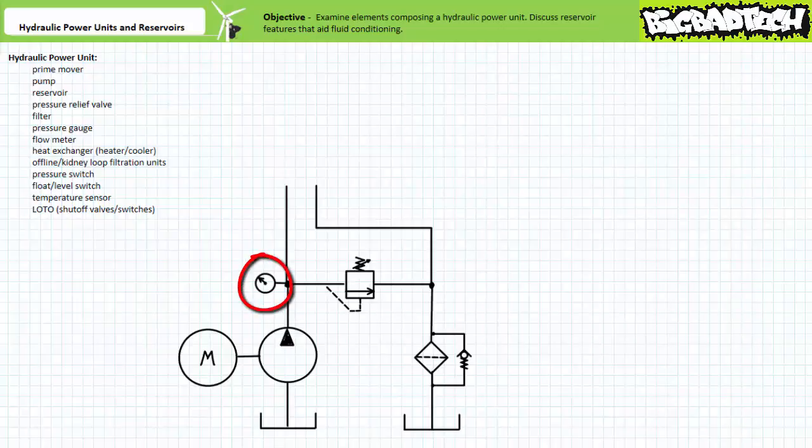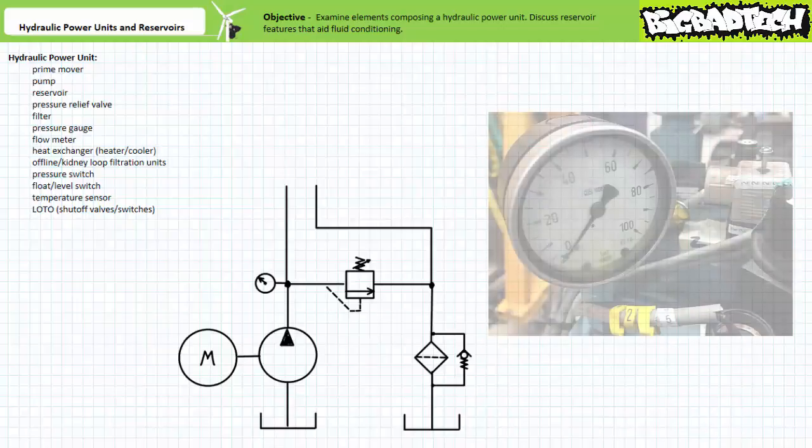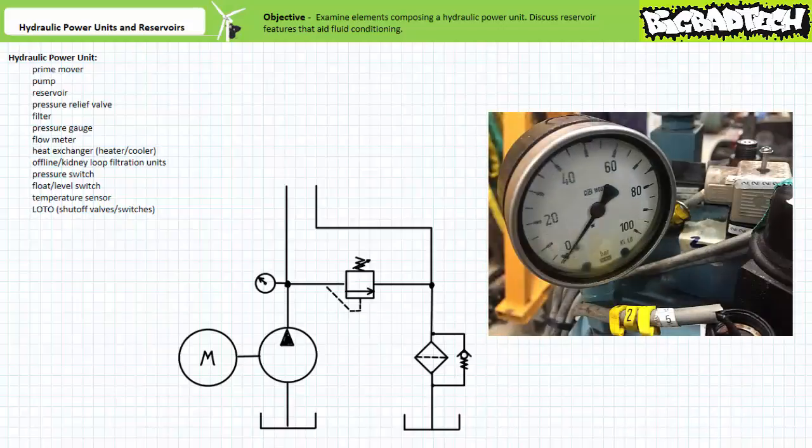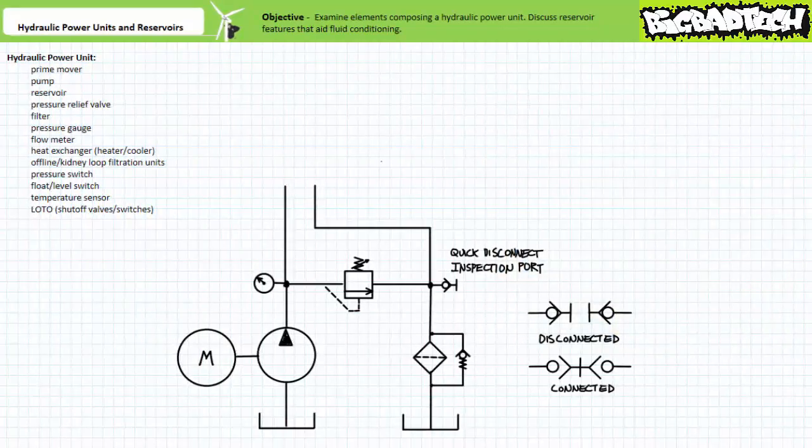A pressure gauge, sometimes called a manometer, indicates pressure at a specific point within a hydraulic system. As currently illustrated, this pressure gauge would indicate pressure at the outlet of the pump. Often a hydraulic power unit includes a single pressure gauge fixed at this important location. In contrast, a portable manometer making use of numerous quick disconnect inspection ports located throughout the system could take pressure readings at other points in the system.